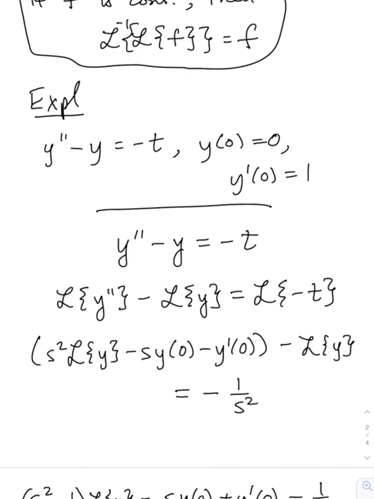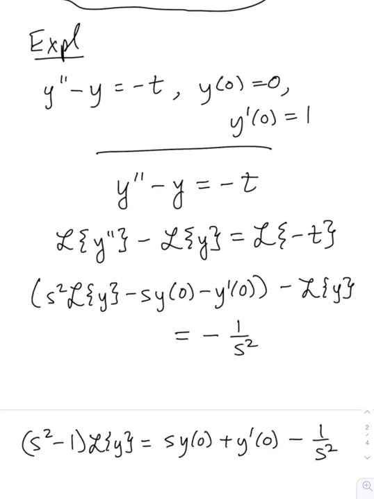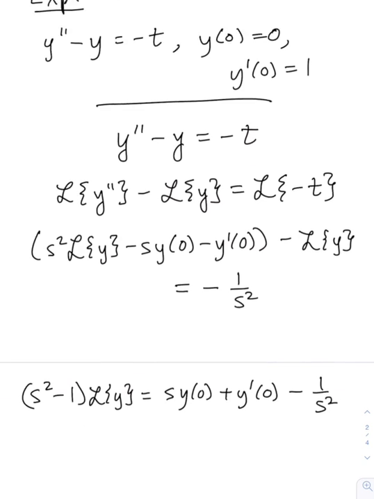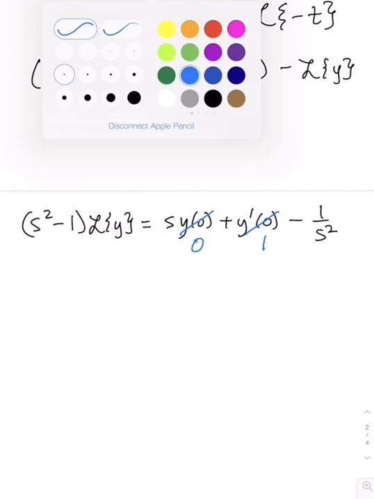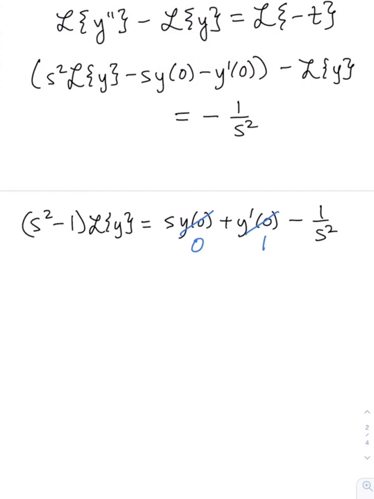If we go back, y of 0 is 0 and y prime of 0 is 1. So here we have 0, and here I have 1. That means this is equal to 1 minus 1 over s squared.